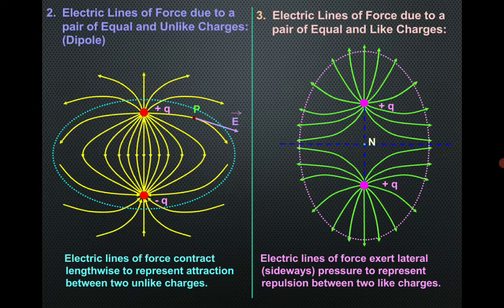Next, electric lines of force due to a uniform field. If field is uniform, field is constant at every point, like this. If one plate is positively charged, another plate is negatively charged, between the plates the field will be uniform, then electric field lines will be equidistant with each other.